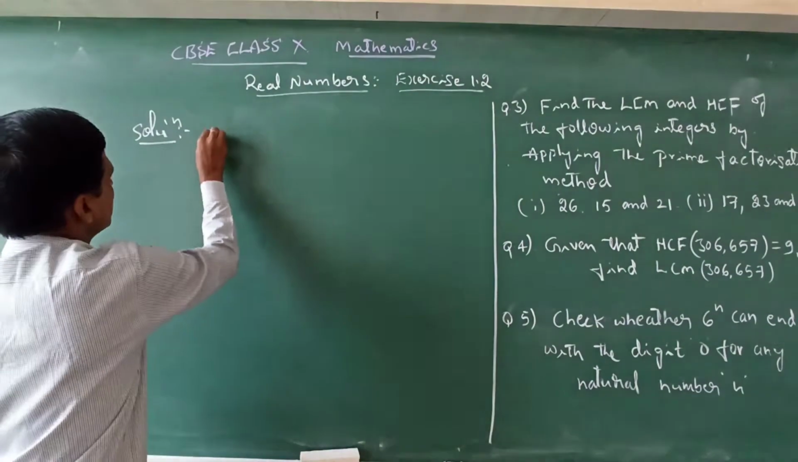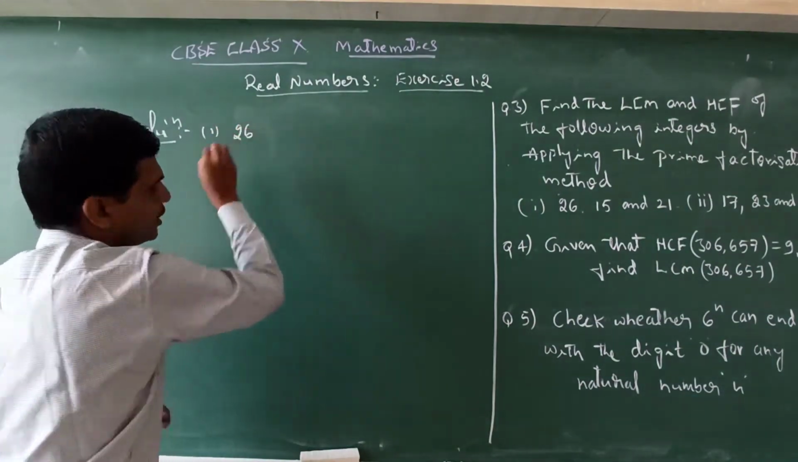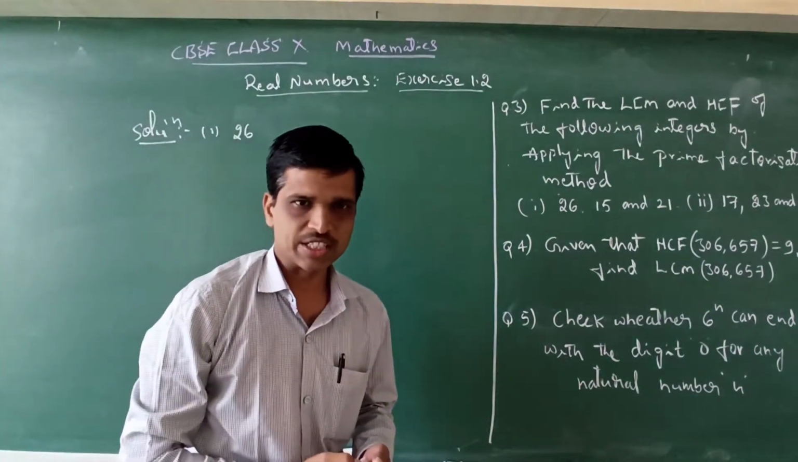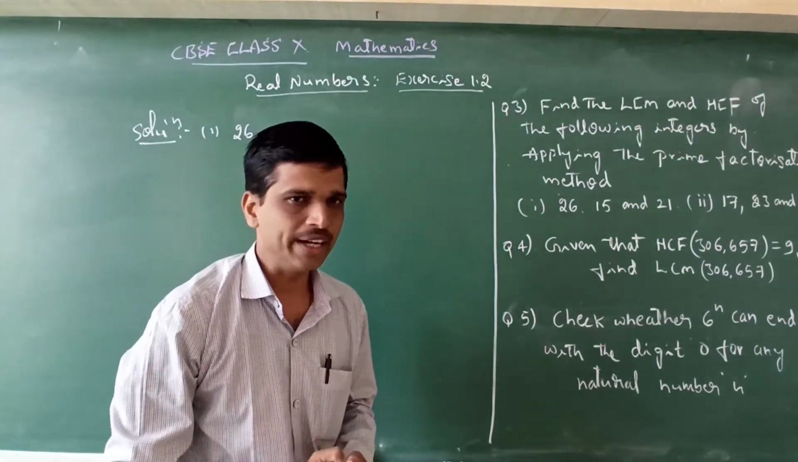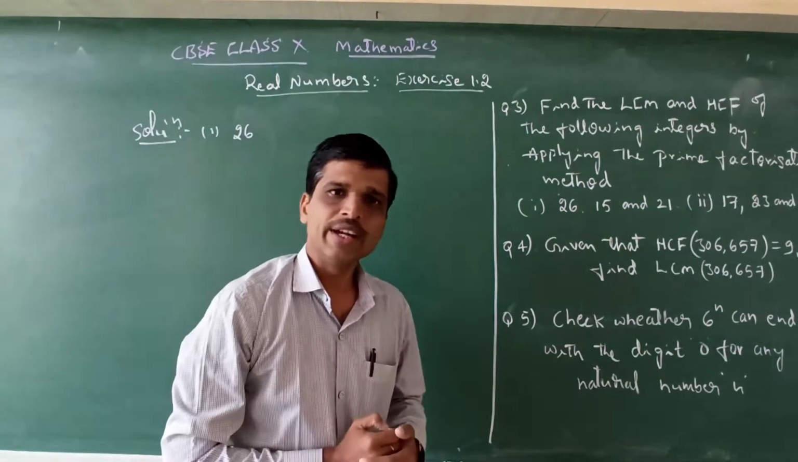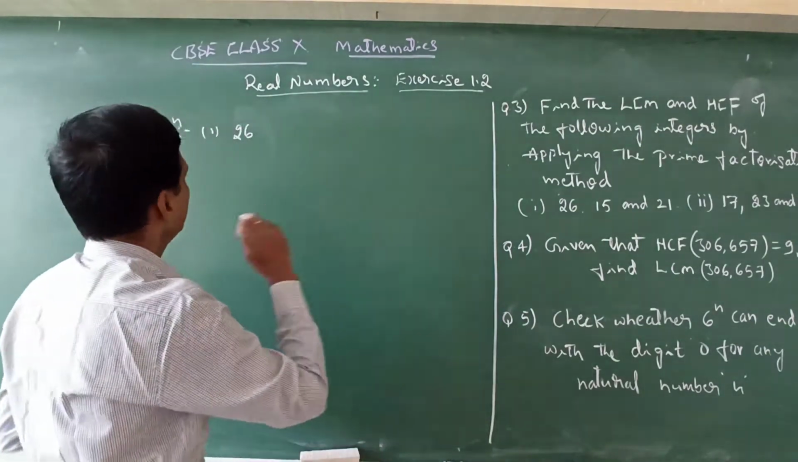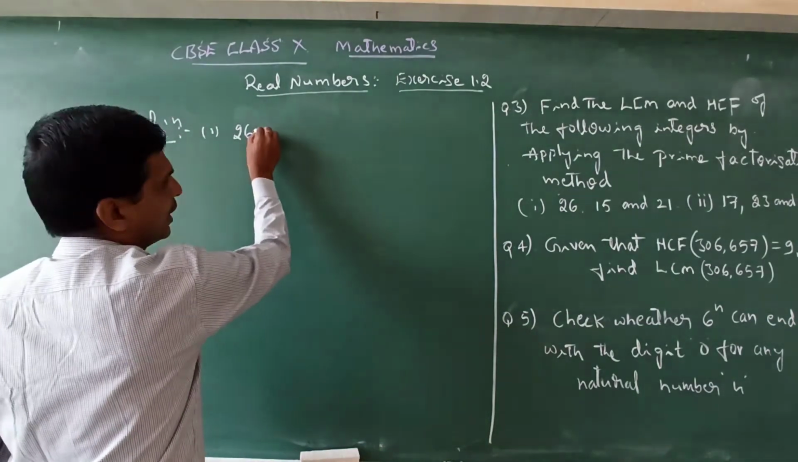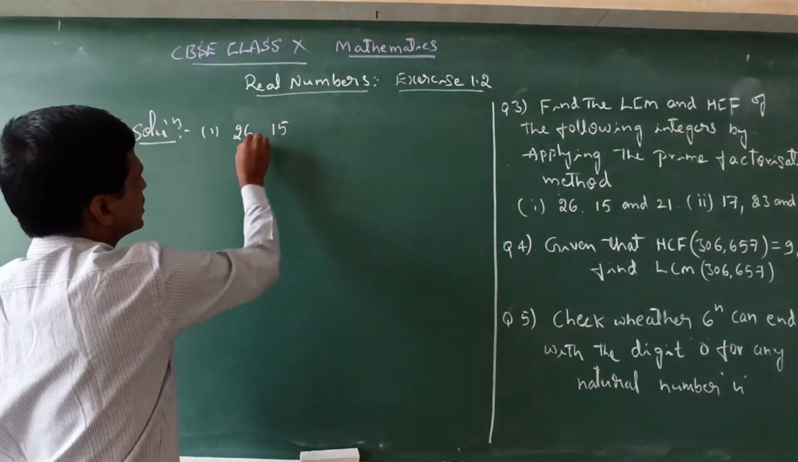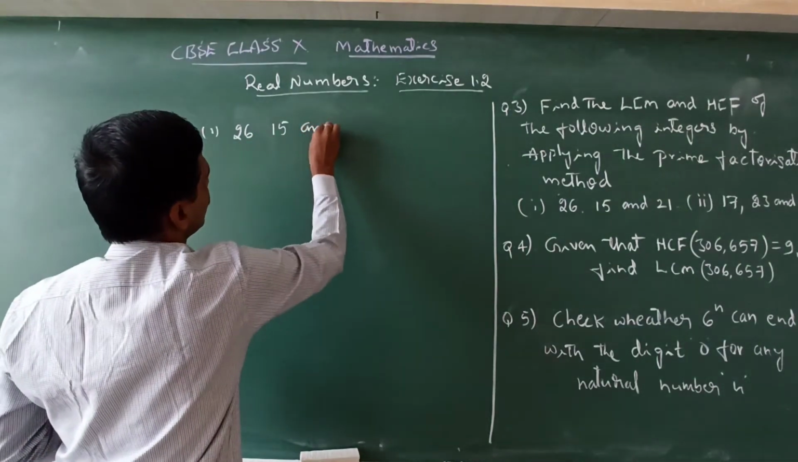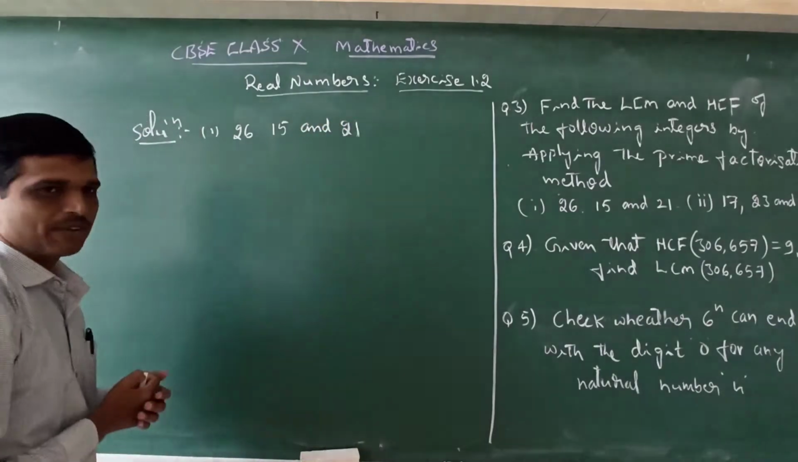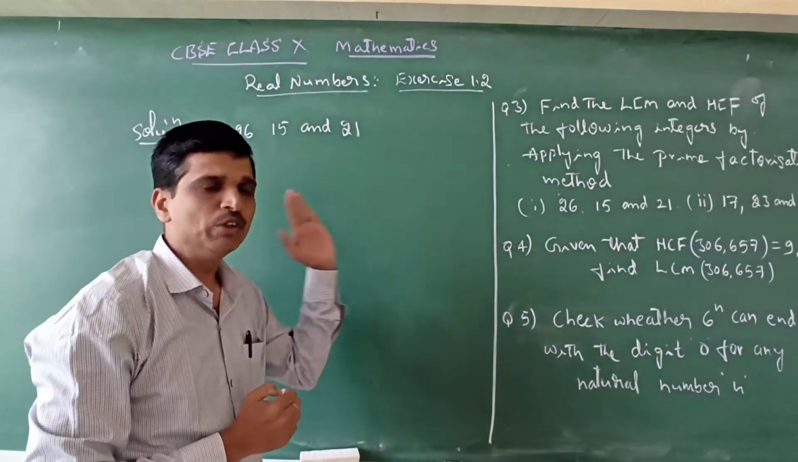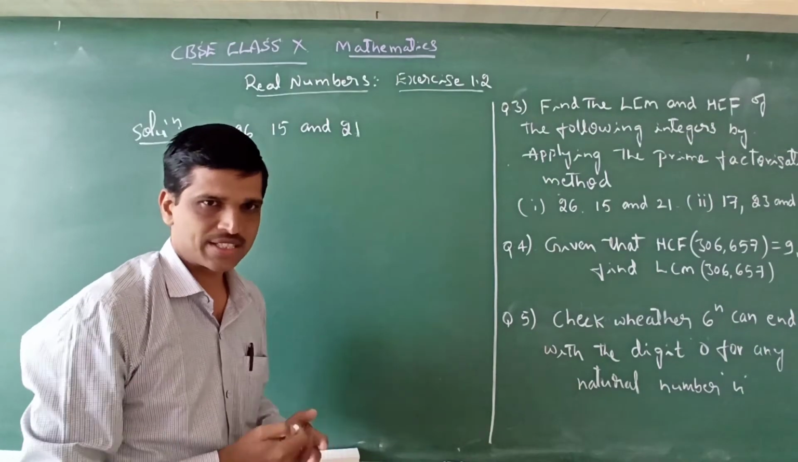So here numbers are given. Yesterday we solved only two positive integers, how to calculate the HCF and LCM by using the prime factorization method. Now today take three positive integers, that is 26, 15 and 21. So first of all, express the given numbers into prime factors.